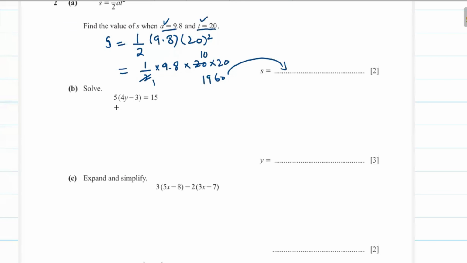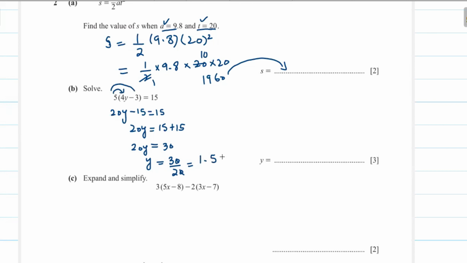Next is part B. Solve 5 into 4y minus 3 equal to 15. We expand this equation. You see here, 5 multiplied by 4y, we get 20y. Next, we multiply 5 into -3, we get -15 equal to 15. And 20y is equal to 15 plus 15. Then 20y equal to 30. To get y, we divide by 20 on both sides, we get 30 over 20, and this will be equal to 1.5. y equal to 1.5 is the answer.